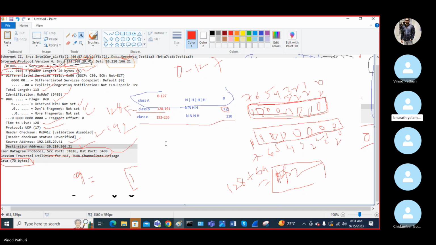Okay, so just tell me if you got it: what is my IP, whether it is class A or class B or class C? So here you are seeing 192.168.29.41. Class C. So if it is a class C, what are the network bits and what are the host bits here? How many network ports do I have and how many host ports do I have?